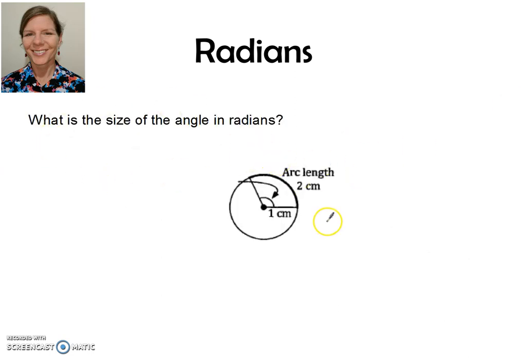Let's have a look at this one. If we've got a radius of 1 and the arc length equals 2, then theta is the ratio of arc length over radius, which is 2 over 1, which is 2. You can use a little r like that, or say 2 radians, or you can just leave it. It is kind of nice to put a little r just to indicate that you're talking about radians and not degrees. So that gives an angle of 2 radians there.